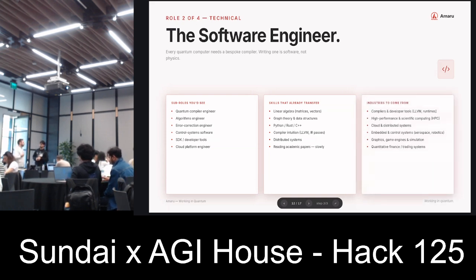And again, where these industries are coming from: folks that are working in developer tools, high performance and scientific computing. If you're in any of that, there's a pathway in cloud and distributed systems, embedded control systems, graphics, game engines and simulation, quantitative finance and trading systems. It sounds counterintuitive, but there is a pathway in there.